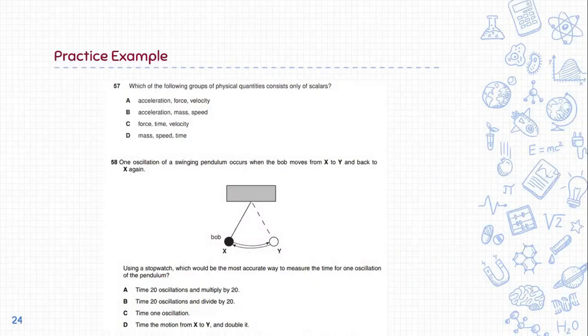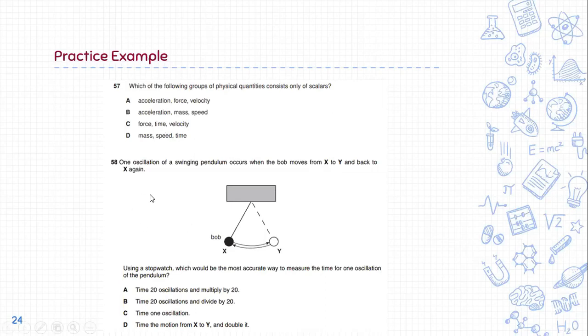Moving on to the next question. Which of the following groups of physical quantities consist only of scalars? As we studied in the first slide, acceleration and velocity are both vector quantities. So mass, speed, and time, option D is the correct answer.